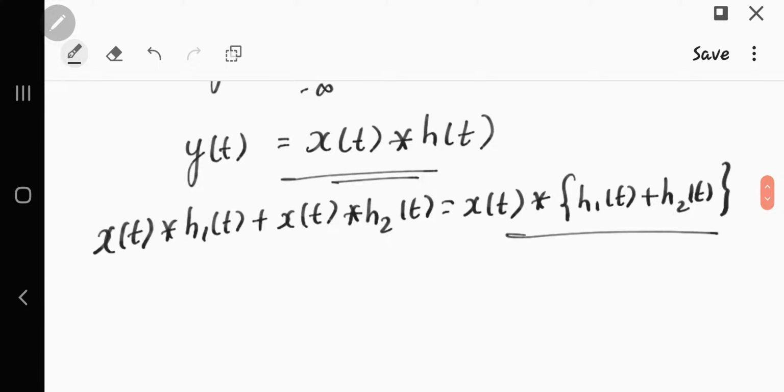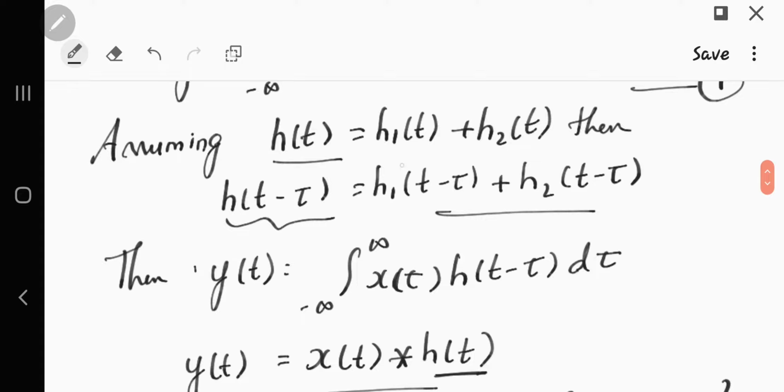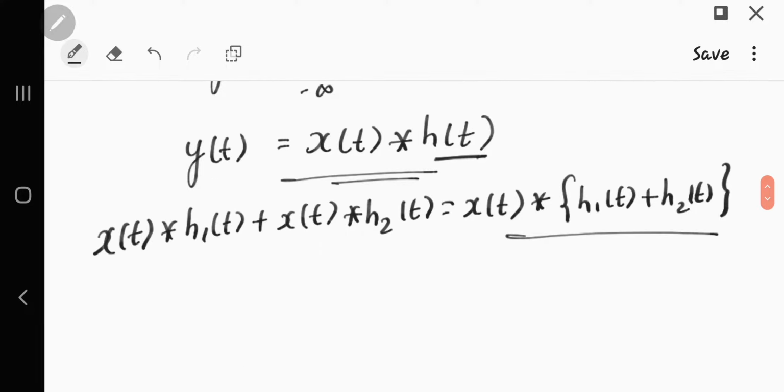So, how did we get here? Here you can see y of t is equal to x of t convolved with h of t. So, what is h of t? We assume that h of t is the overall system impulse response, which is the sum of the individual responses of the systems. So, based on this, I have replaced h of t with h1 of t plus h2 of t. So, this is what I get here.